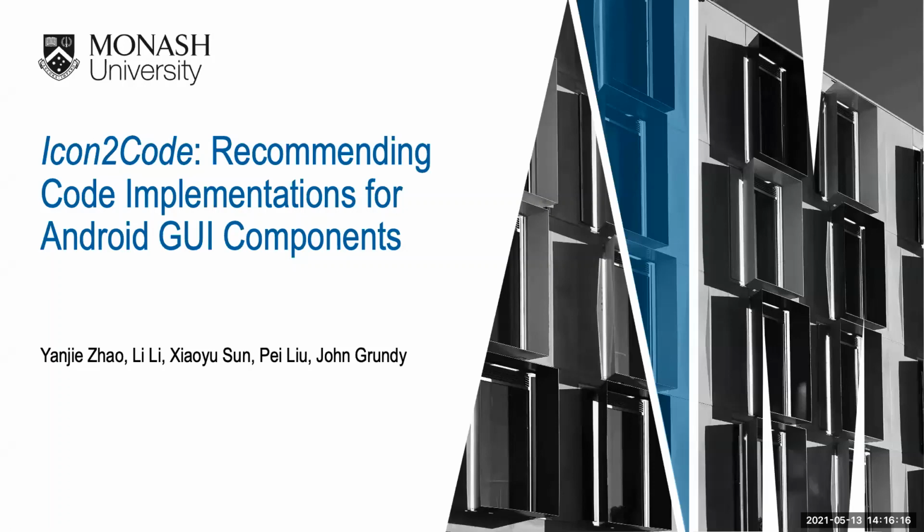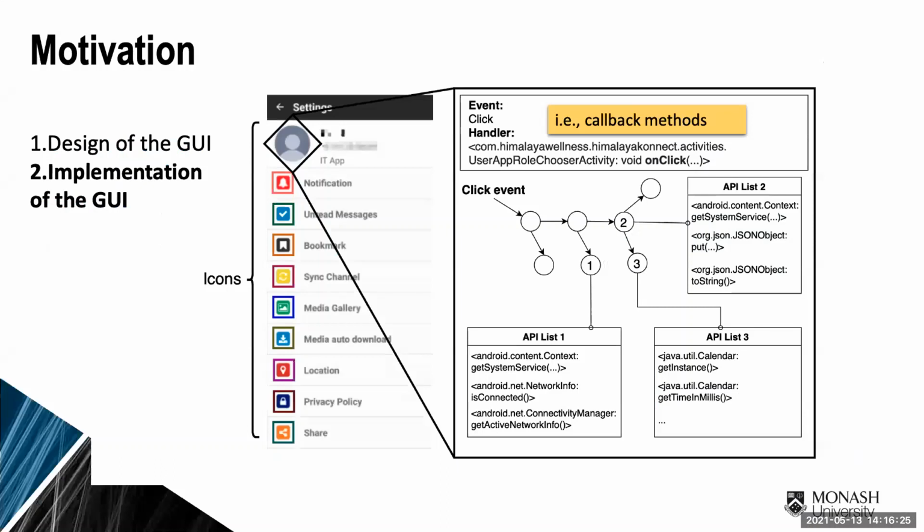Today, I will introduce my work, Icon to Code, recommending code implementations for Android GUI components. First, I will introduce the motivation of this paper. Developing the UI of an app involves two separate activities. The first is design of the GUI, and the second is implementation of the GUI. The latter usually involves the implementation of the GUI interface itself, such as GUI widget details, layout, constraints, and handling of user interactions, such as what happens when the button is clicked.